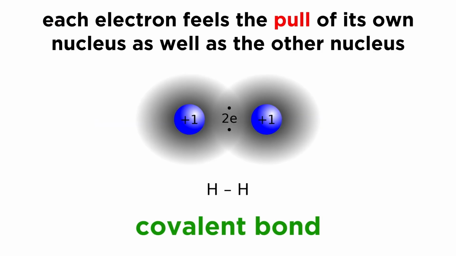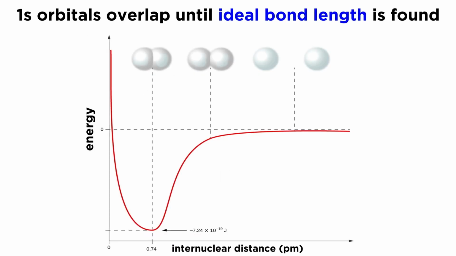To get a bit more technical, when a covalent bond occurs, such as with a molecule of H2, it is because the electron from one hydrogen atom feels the pull of the nucleus of the other atom, and vice versa. So it's as though each electron belongs to both atoms. In this diagram, we can see that as the hydrogen atoms approach one another, their 1s electrons begin to overlap, and an ideal internuclear distance is found. That is the distance between the two protons.